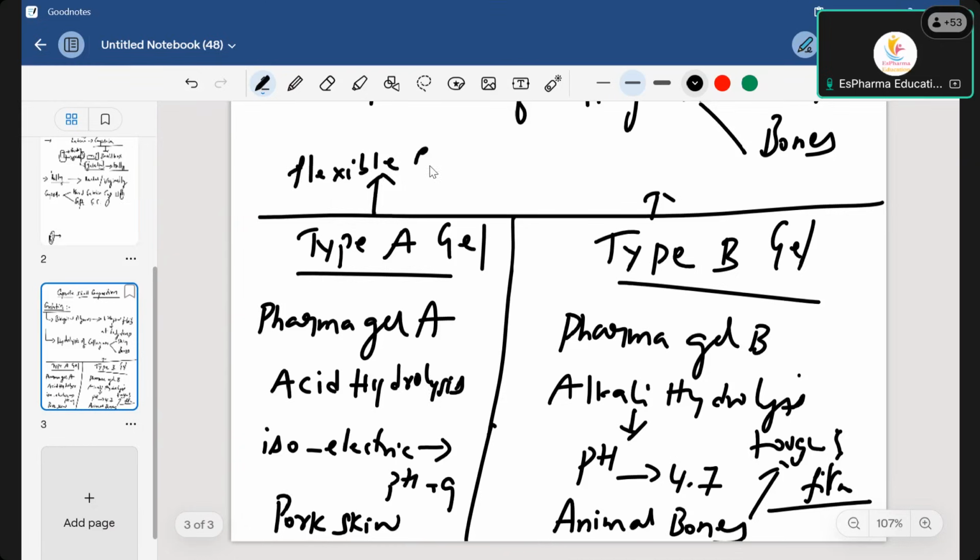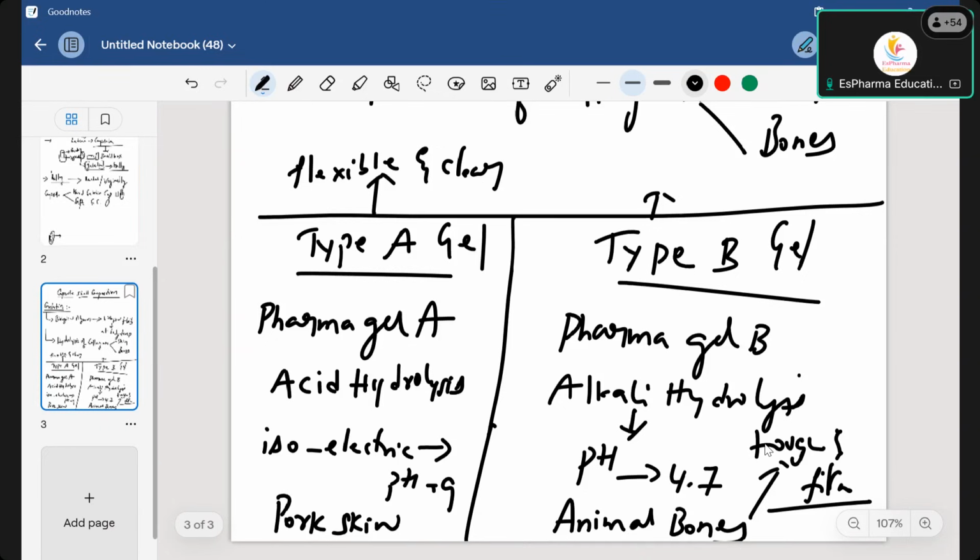Flexible and clear film. So what we have to do is use not only type B gelatin and not only type A gelatin, because we don't always need a clear film, and we don't always need a tough film. So we use a blend mixture of both bone and skin gelatin to prepare hard gelatin capsules. But for soft gelatin capsules, only skin gelatin is used.